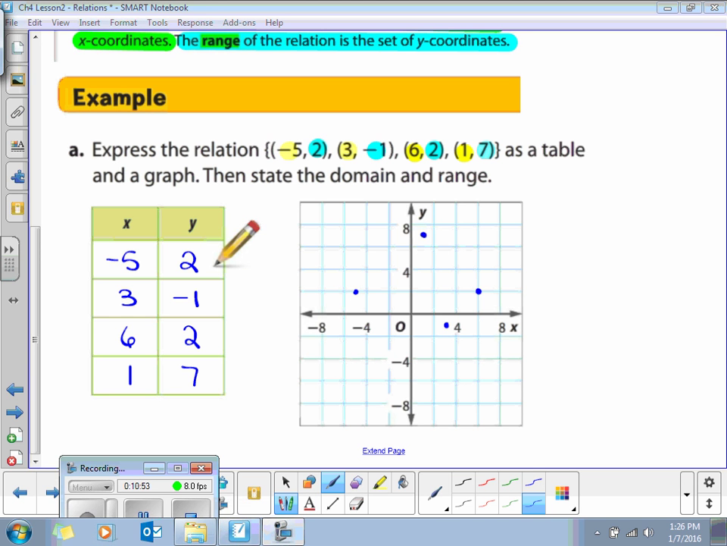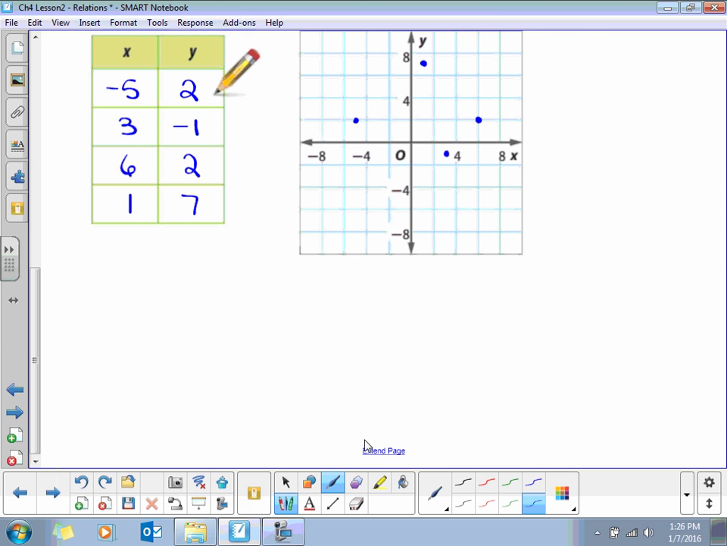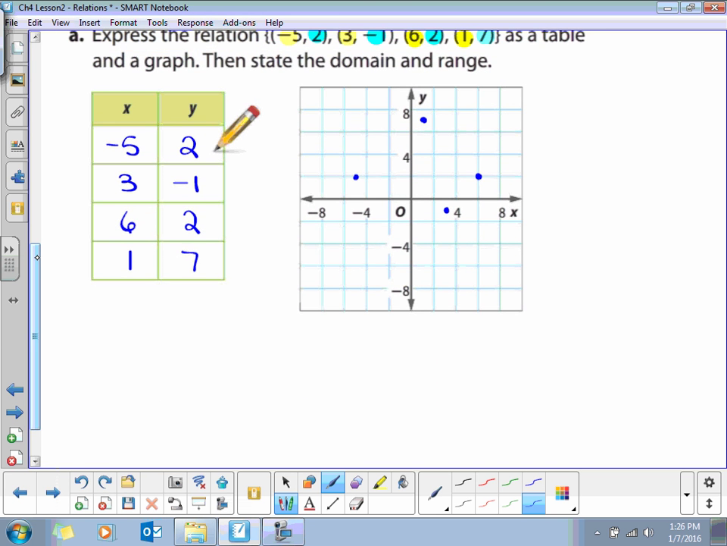The last thing that they asked us to do is now state the domain and range. Okay? Now we need to state the domain and range. Now, when you state the domain and range, all you're going to do is list your x values, that's the domain, list the x values as a set of numbers. Okay? And when you do a set, you have to use your little curly brackets. Okay? So, you're going to write the domain: -5, 3, 6, and 1.